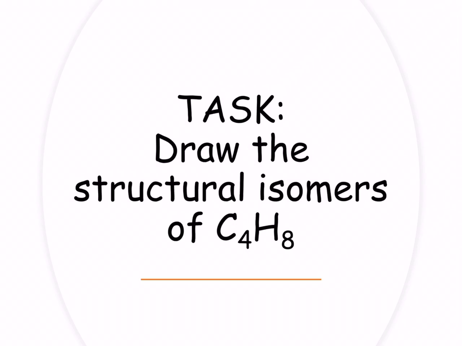So we're going to look at drawing the structural isomers of C4H8. C4, but, H8, giving you the impression that it's an ene, so it's butene. The first thing that I would recommend you do is draw your 4 carbons in a straight line. You would then add in a double bond, and then you'd add in the remaining hydrogens around it, remembering that the maximum number of bonds that carbon can have is 4.